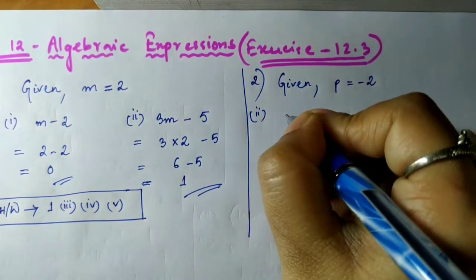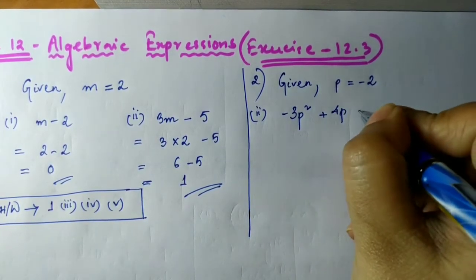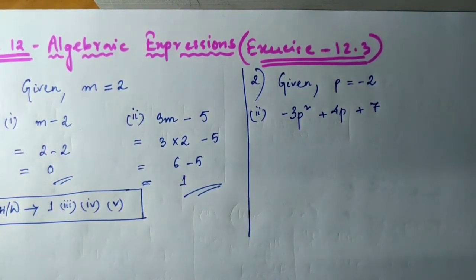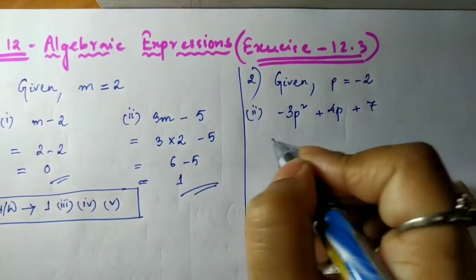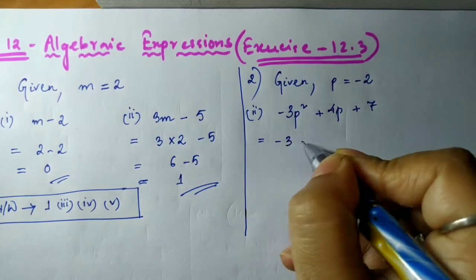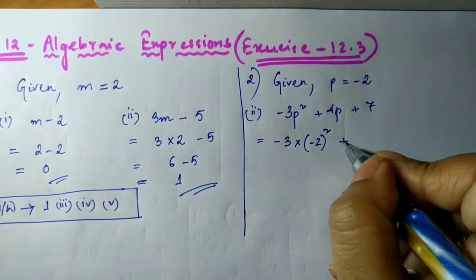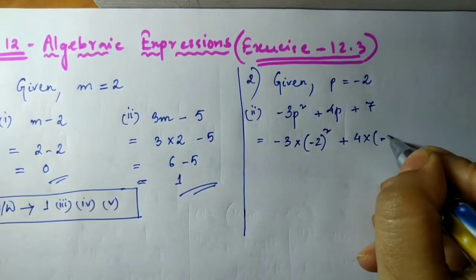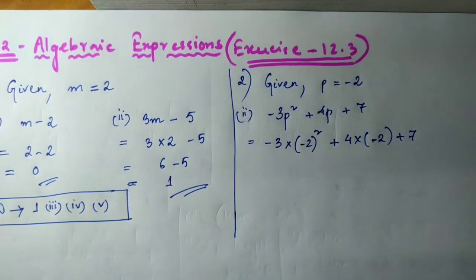Okay, in number 2 it's given minus 3p square plus 4p plus 7. So what will you do? You will just put the value of p, that is minus 2, in place of all this p. So minus 3 into minus 2 square, because p has a square, plus 4 into minus 2 plus 7. Okay, so you put the value in this way.